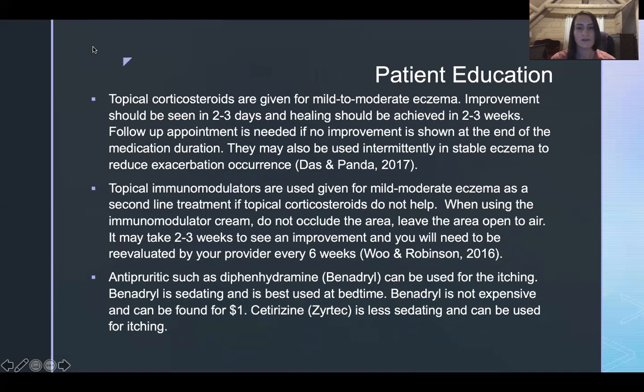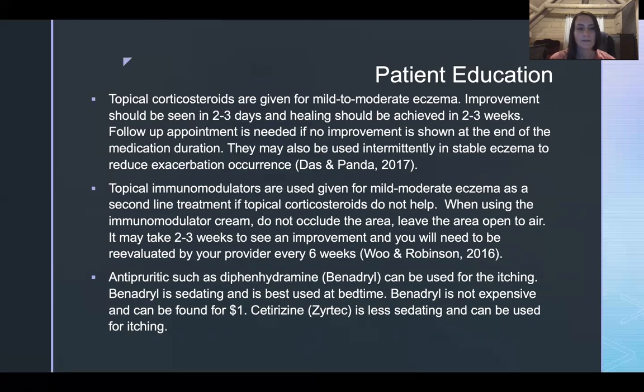Again, patient education on all the medications that can be used for eczema. Topical corticosteroids are given as the first-line therapy for mild to moderate eczema. Improvements should be seen in 2 to 3 days, and complete healing should be achieved in 2 to 3 weeks. The patient does need to make a follow-up appointment if they do not see any improvement after 2 to 3 weeks.